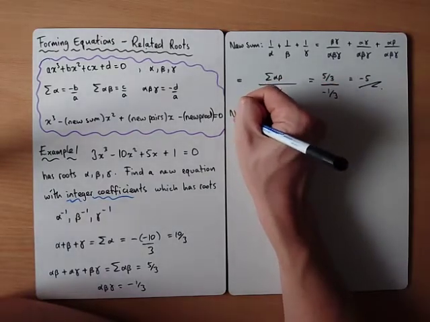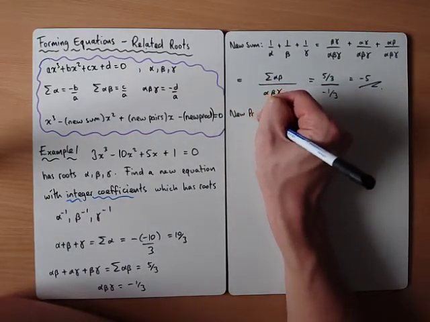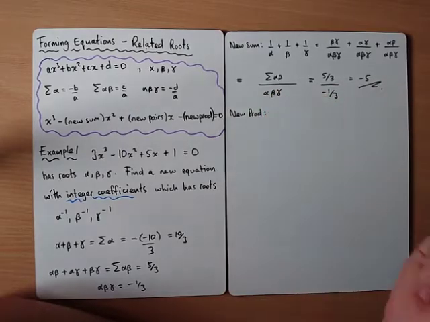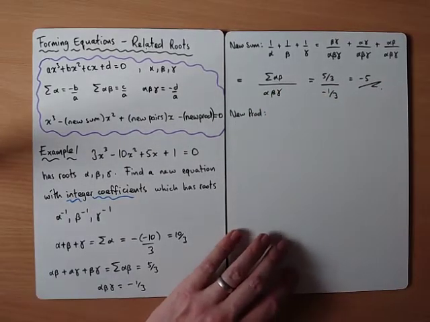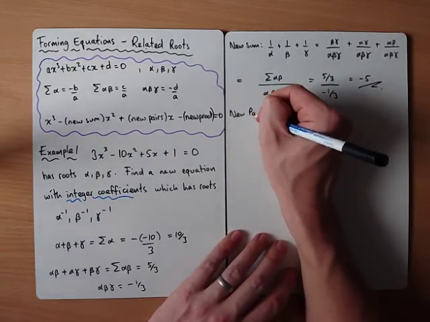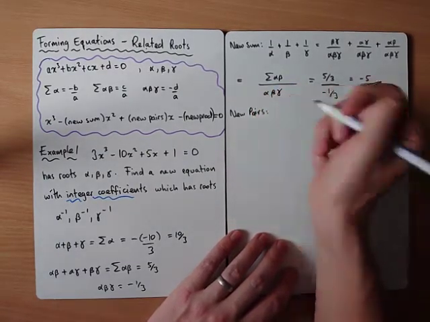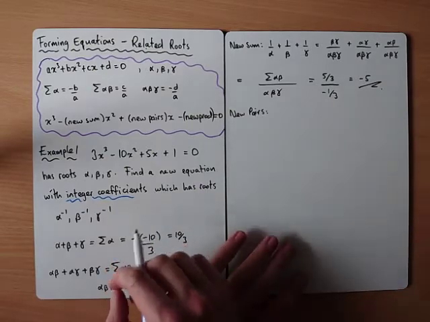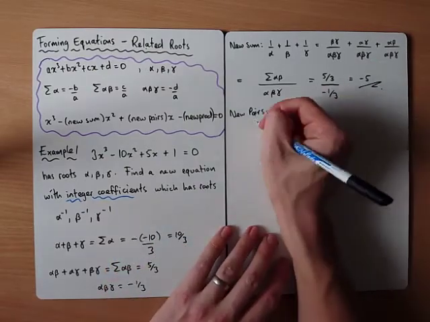For our new product, oh sorry, let's do the pairs. Not that it really matters, we have to do them all, but I suppose I'll do it in order. The new pairs. This is the one where you've got to be a little bit careful because you're thinking about the pairs of the roots. We have to multiply them in different combinations.